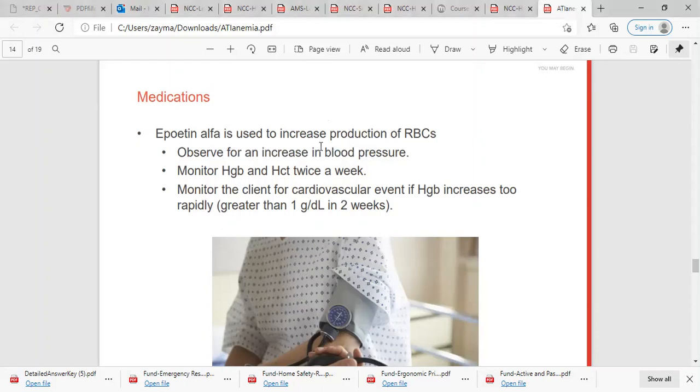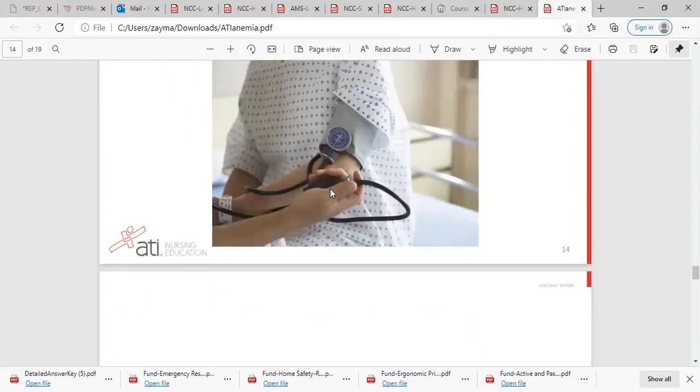Because of that, you're going to place the patient at risk for high blood pressure, clotting events, heart attack, and stroke. So anytime a patient's being prescribed epoetin, that is a serious discussion with the doctor. They need to discuss risk versus benefit.